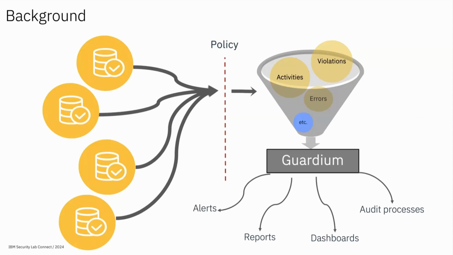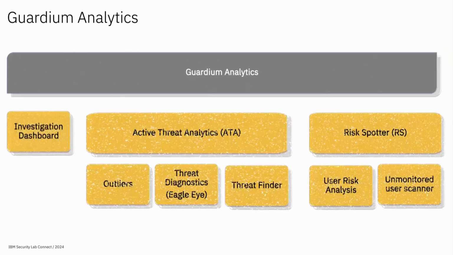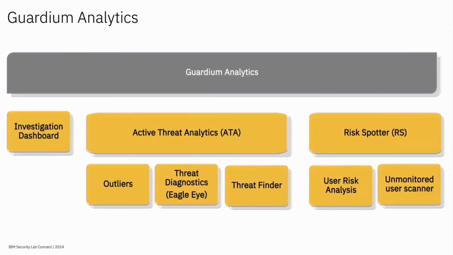So now let's see where Guardium Analytics fits. Guardium Analytics consists of three main features: investigation dashboard, active threat analytics, and risk spotter. Investigation dashboard is used to analyze data and investigate cases. It is a visual tool where you can define charts, filter out the data for a particular time frame for specific DB users, collectors, and so on. We'll go over this during a demo.